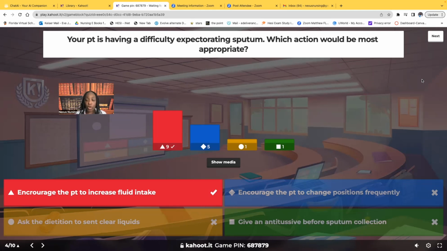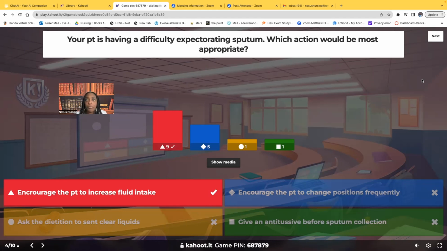Five of you chose encourage the patient to change positions frequently. Well, what changing positions frequently is going to do, because secretions like to just sit there and accumulate in the lungs. And you know, any fluid that doesn't move is a perfect medium for bacteria, right? So getting them to change positions frequently, that's a good thing. You want to move those secretions.